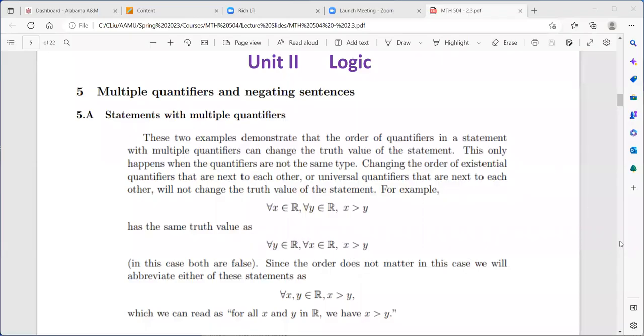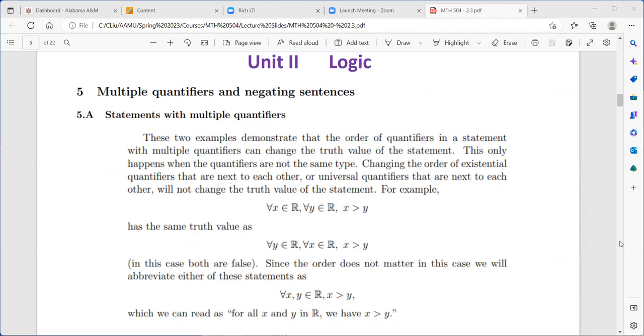Okay, last time we just started multiple quantifiers and negating sentences. So we're still in this unit 2 logic. We talk about the quantifiers. There are two types of quantifiers.